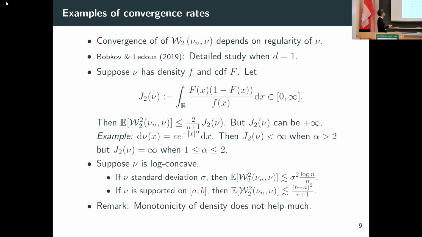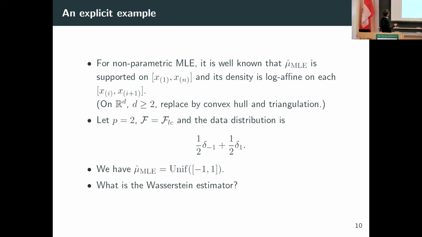And a stronger condition is when it's actually completely supported, then you have the parametric rate 1 over n. On the other hand, monotonicity, as we saw in the beginning, the density may not be very regular. So we do not gain much from simply knowing that the density is monotone. Okay, so here's an explicit example which will show some differences between the MLE and the projection.